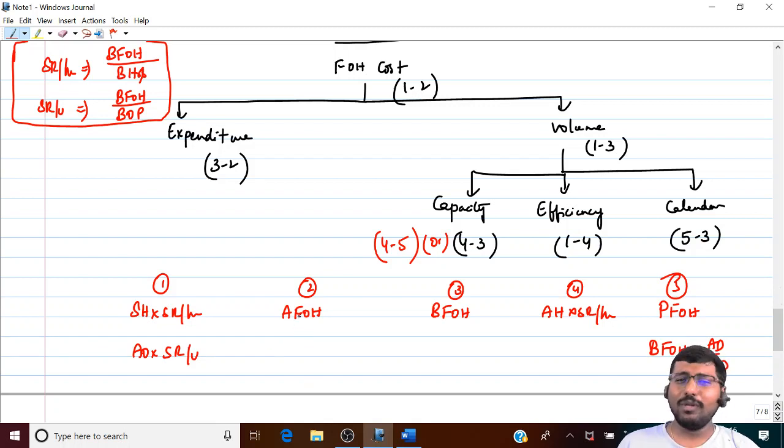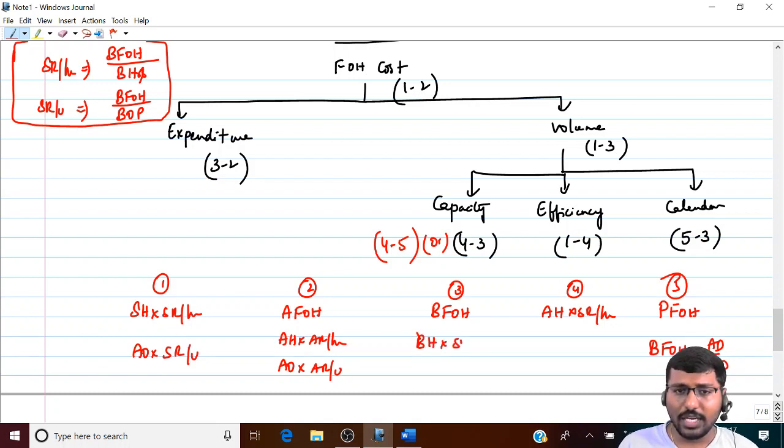Now, what do you mean by formula 2 and formula 3? Is it really a formula? 2 and 3, it is not a formula. 2 is actual fixed overheads, 3 is budgeted fixed overheads. It means they will be directly given in the question. Suppose they are not given in the question, quite a bit simple: number of hours into rate per hour, number of units into rate per unit. Or here also, number of hours into rate per hour, number of units into rate per unit. Quite a bit simple.